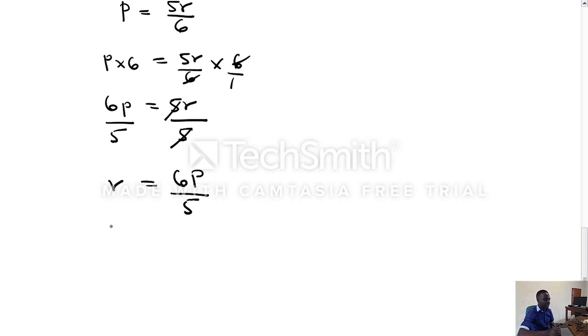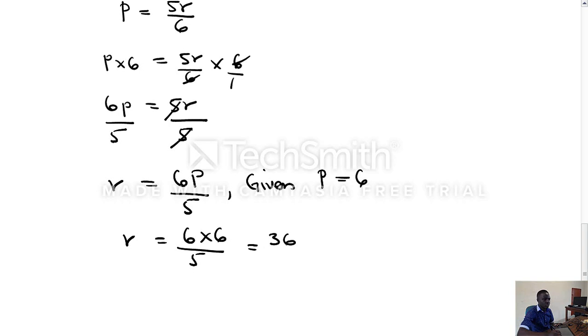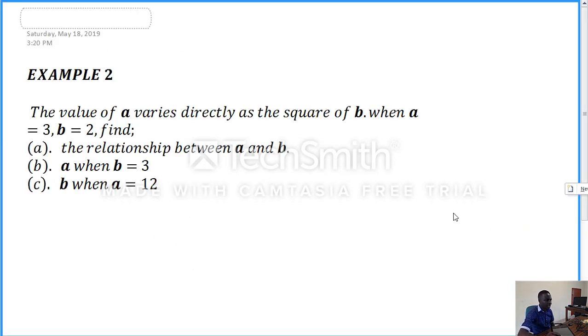So I'll divide here by 5, divide here by 5, and this will cancel this, so that r becomes 6p over 5. But we are told that p is equal to 6, and our r will be equal to 6 times 6 over 5, which is equal to 36 over 5, or 36 divided by 5 is said to be 7 whole number 1 over 5, or in decimal fraction we say this is equal to 7.2 as your answer.